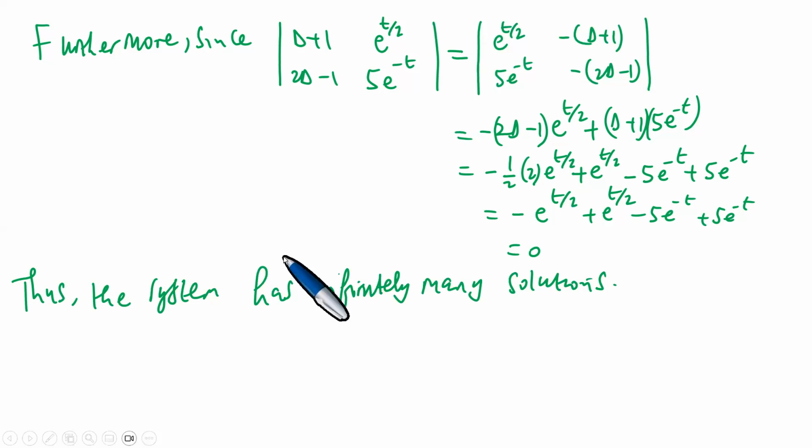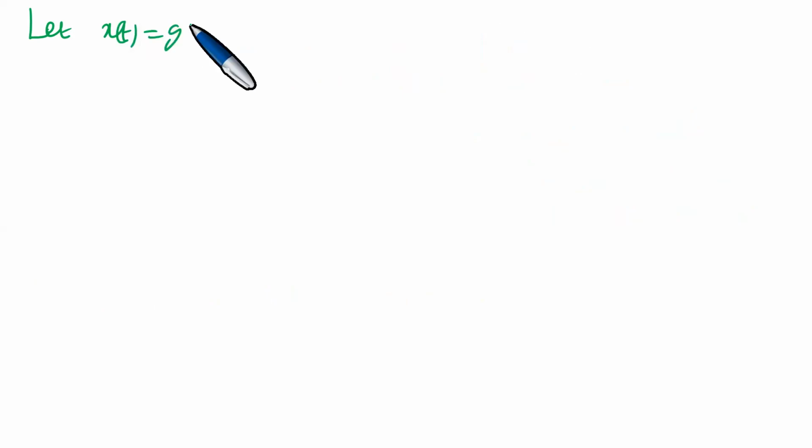Because this system has infinitely many solutions, so what do we do? We let x, sort of the first variable, because we have x and y. Yes, please. Can we go back?